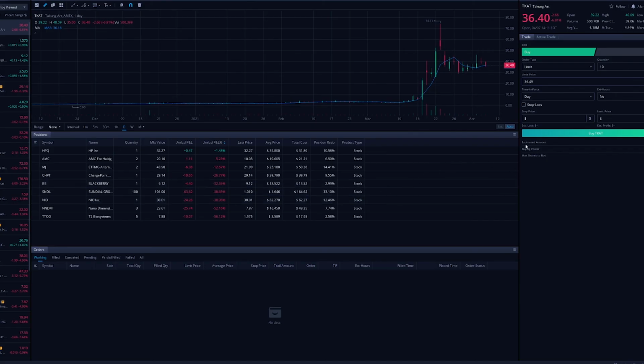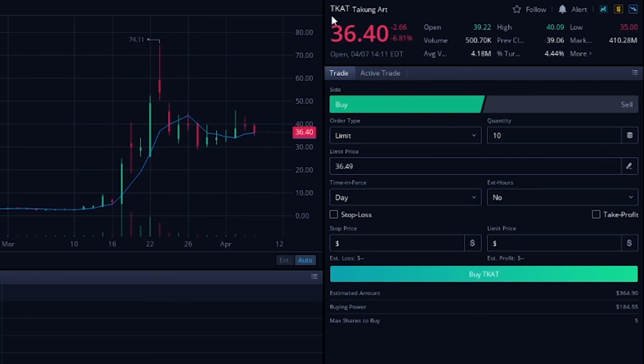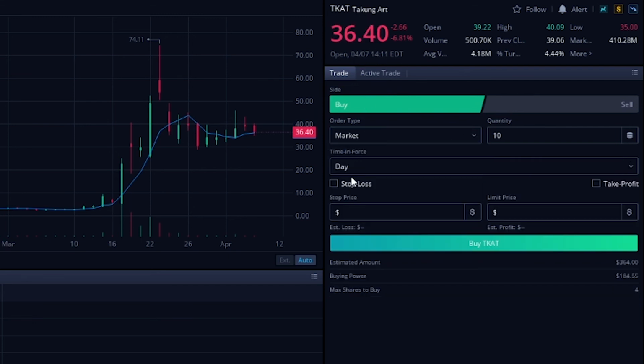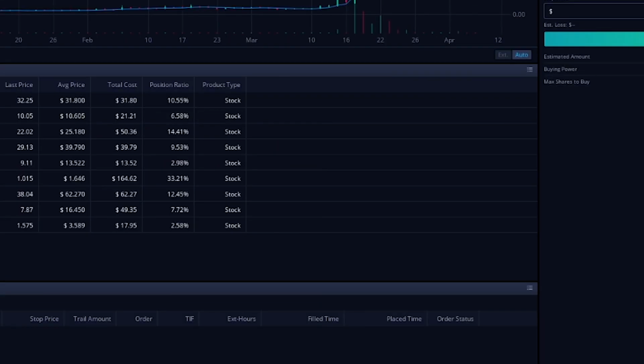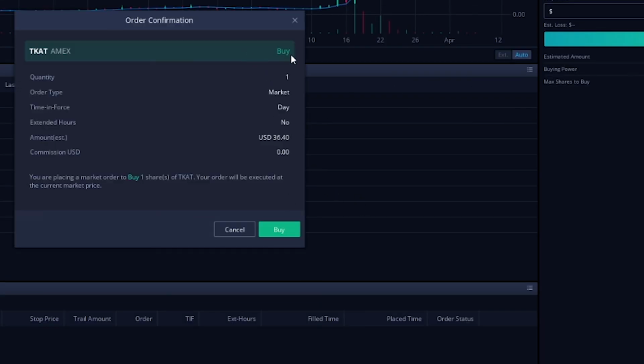All right, let's get a share of TKAT. So we'll go to TKAT, market order, 1 share, and buy it. Buy TKAT 3640. Okay.